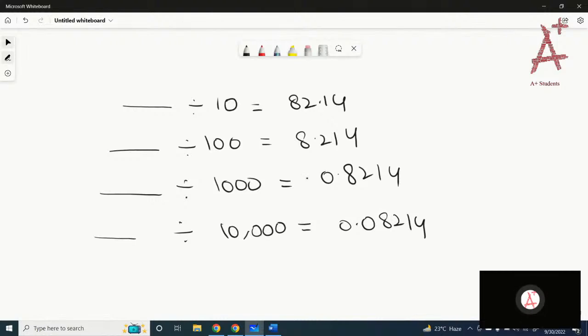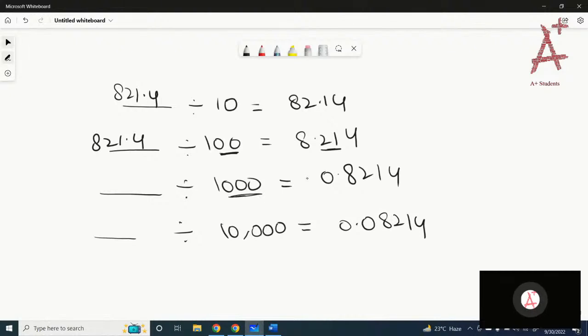Okay, so the number is divided by 10. That means the decimal point moves just one place left. That means the original decimal point is here. So it would be 821.4. Got it? Okay, the second one is divided by 100. That means the decimal point moves two places left. So that means originally the decimal point is between 1 and 4. So it would be 821.4. Got it?